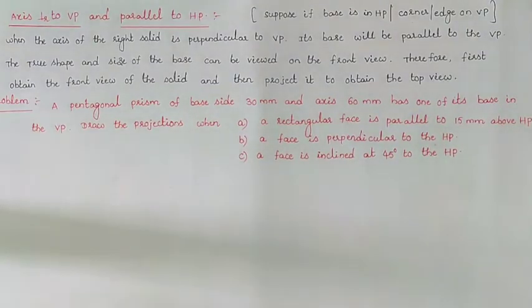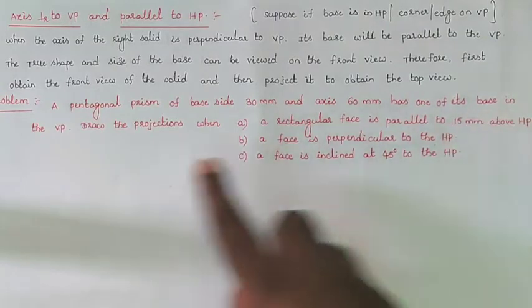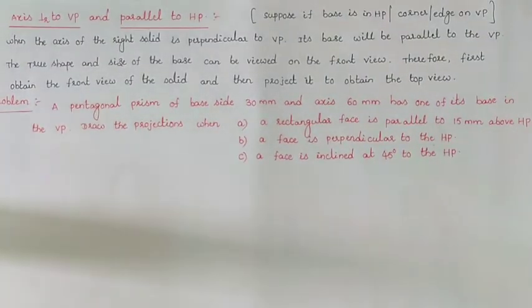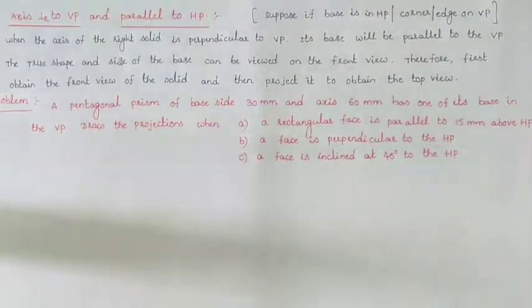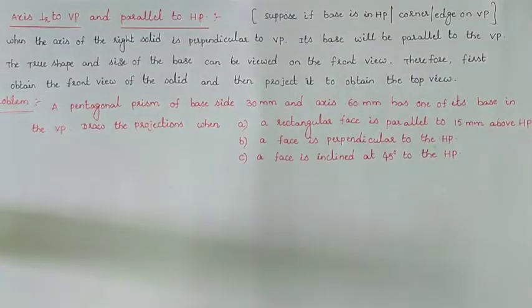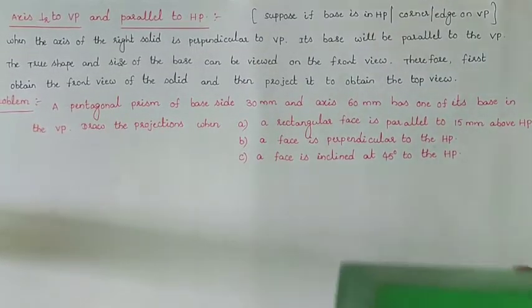I am explaining that problem also. The pentagonal prism has its base in the VP, as given in the problem. Suppose I treat this as the horizontal plane and this wall as the vertical plane. So when the base of the pentagonal prism is on the VP, meaning on the vertical plane, then in this view we see the object from the front view direction.